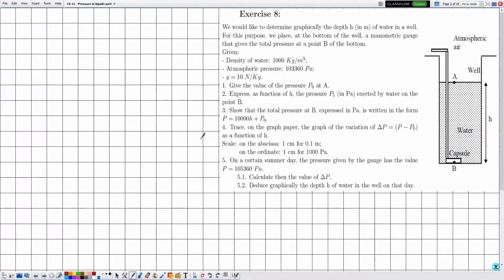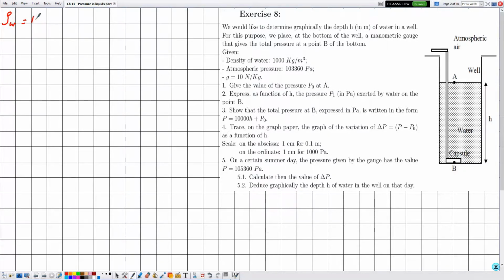Then exercise number 8. We would like to determine graphically the depth h in meters of water in a well. For this purpose, we place at the bottom of the well a manometric gauge that gives the total pressure at the point B of the bottom. So given the density of water is equal to 1000 kg per meter cube, let's denote this density by rho water.